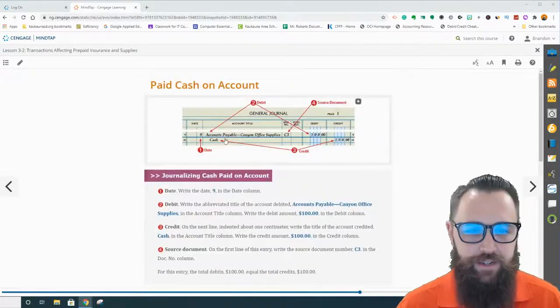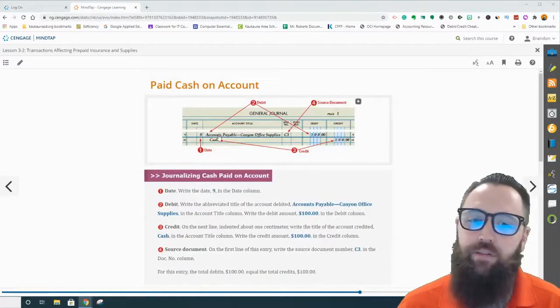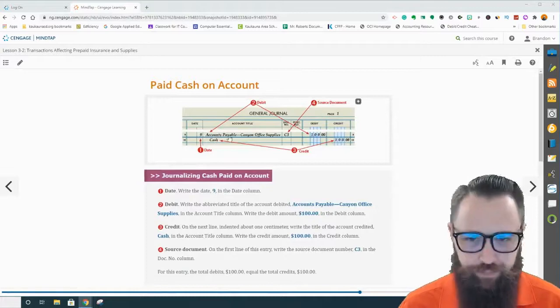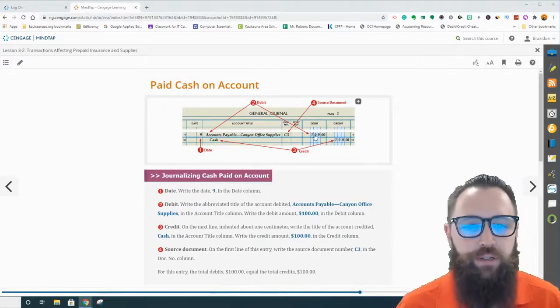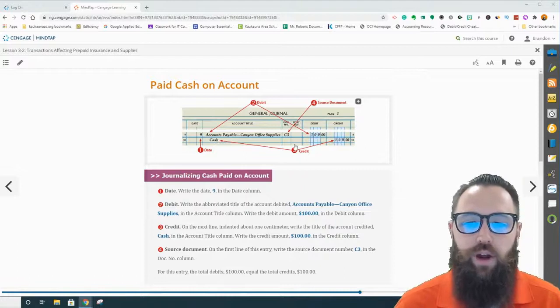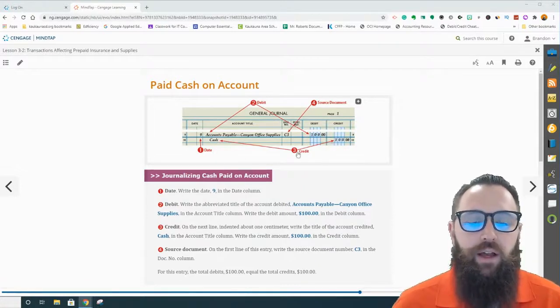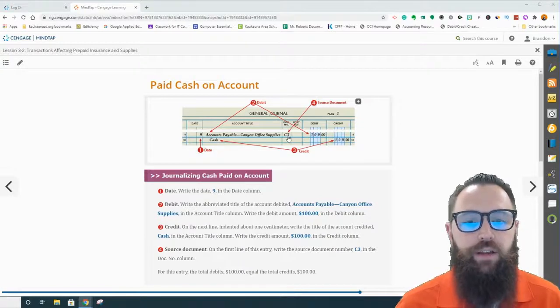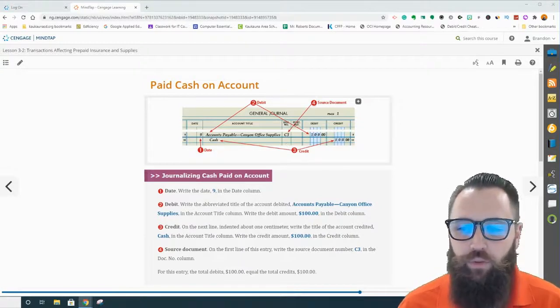Once we determine that, we go through our 4 steps. We write in the date, then we write in the account that's debited first, which is accounts payable. Write in that debit amount, and then paid cash on account is going to make cash go down. So we write in the credited account, which is cash, and we credit it the amount. And then step number 4, we write in our source document, and here it's document number 3.